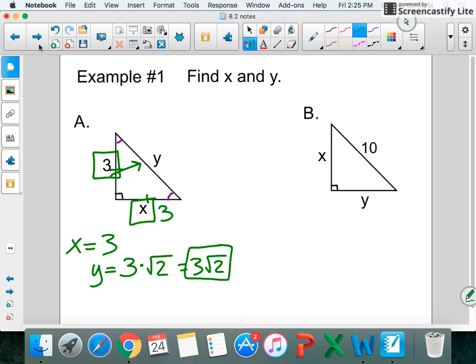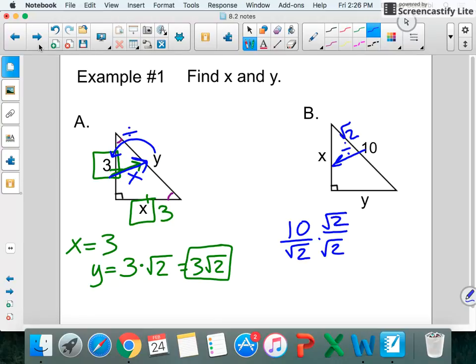So when we went this way, for example 1, from the side to the hypotenuse, we multiply. So the opposite of multiplying when we go back this way is we're going to divide. And what do we multiply by? We multiply by the square root of 2. So that means that when I go this way, I need to divide by the square root of 2. So I'm going to take 10 divided by the square root of 2. Now remember, we can't leave radicals in the denominator, so I'm going to multiply by the square root of 2 on the top, square root of 2 on the bottom.